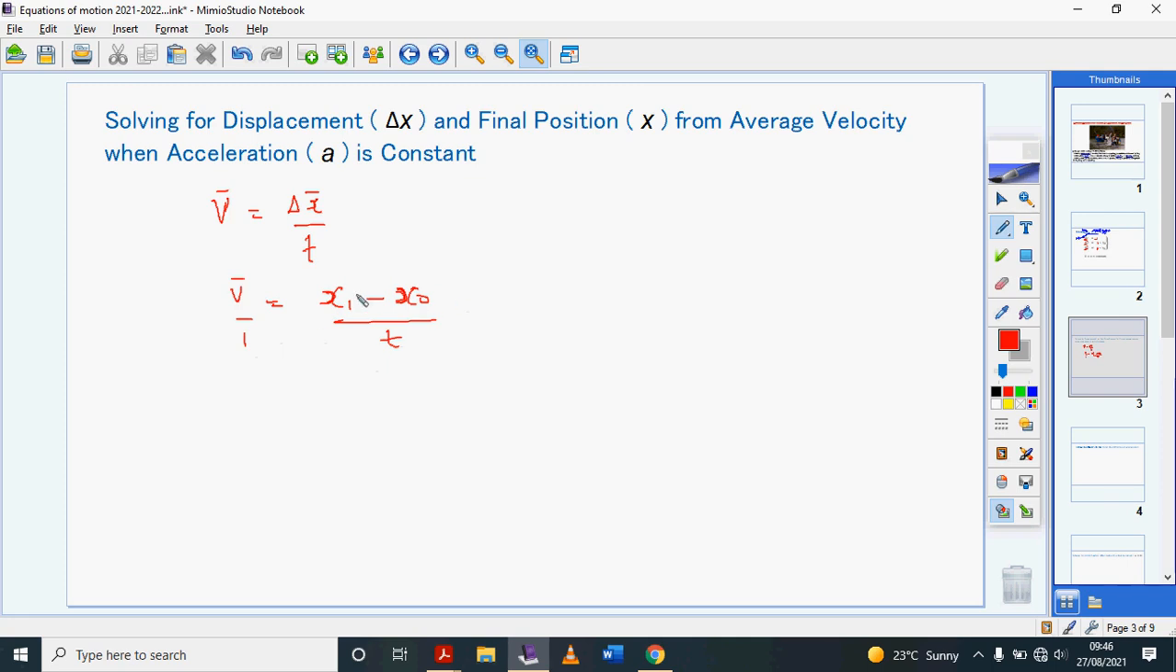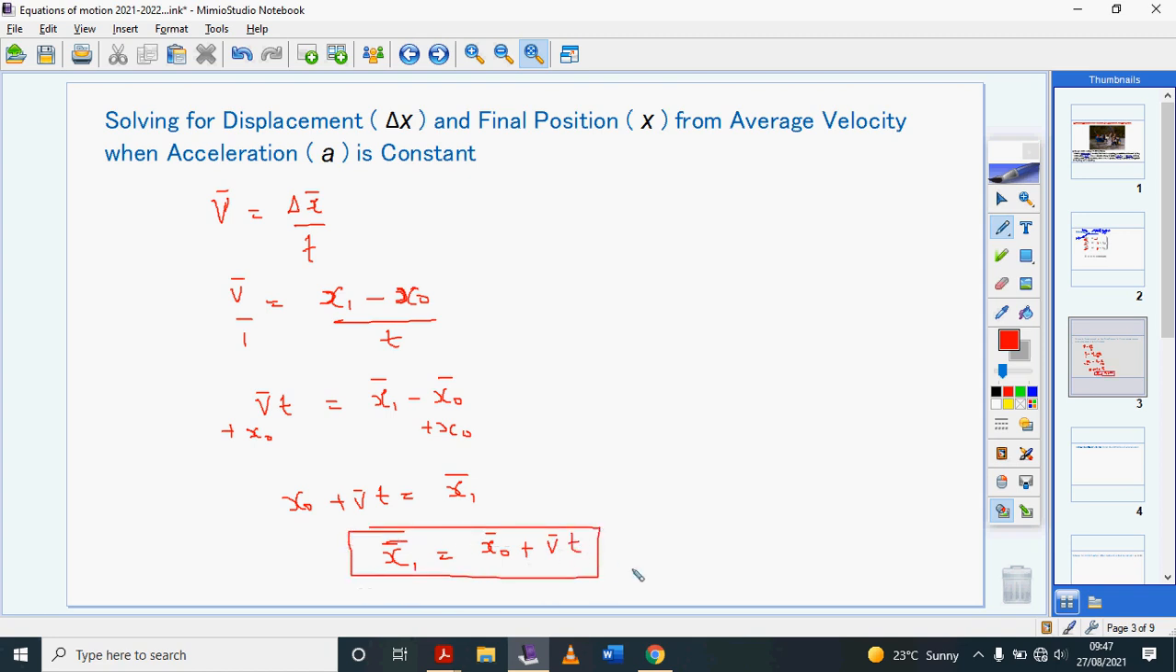If I multiply both sides by t, then I'll have velocity times t is equal to x1 minus x0. And if I add x0 to both sides, then I'll have x0 plus vt is equal to x1. So this is our very first equation of motion. If I want to find the final position of an object, I'll just take its initial position and add its velocity times how long it was moving for. That's our very first equation of motion.